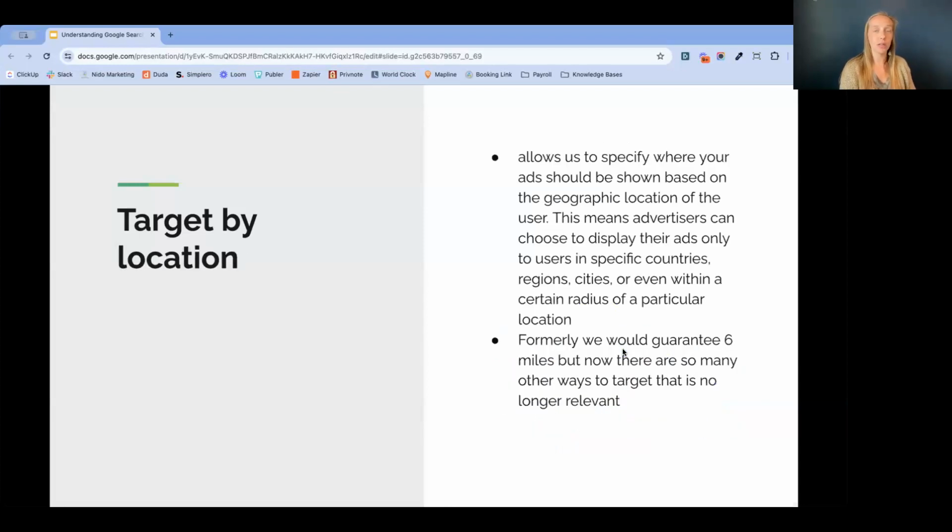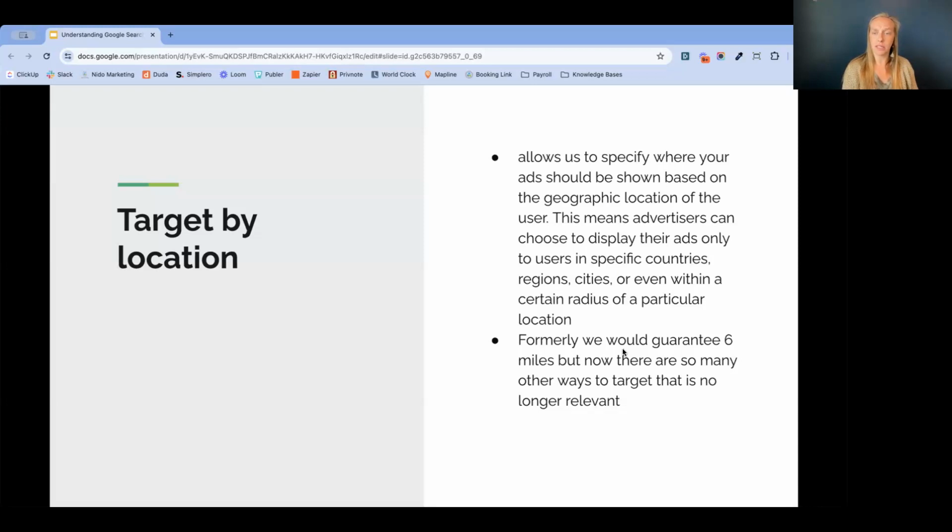We also target by location. So this means really where you're located. This allows us to specify where the ad should be shown based on the location of the user that's looking for it. So we can choose to display ads only for specific countries, regions. We could even do counties, cities, or even within a certain radius of a particular location. So usually we like to know where your school is located, so then we can do a radius around it and say, this is how we're going to target by location. Anyone within 10 miles of your school, we're going to target that area.